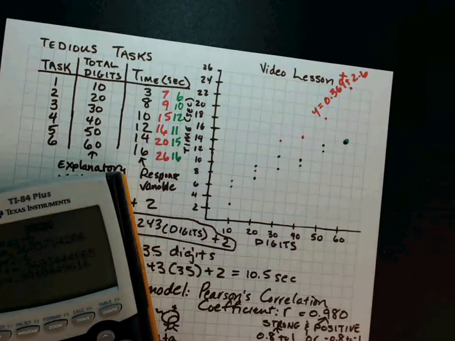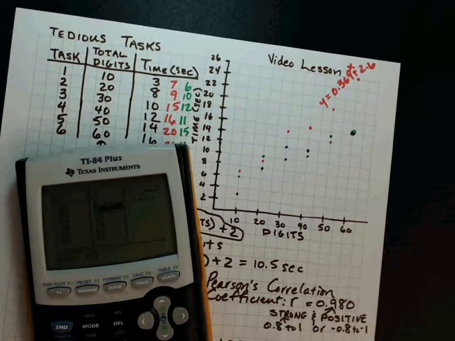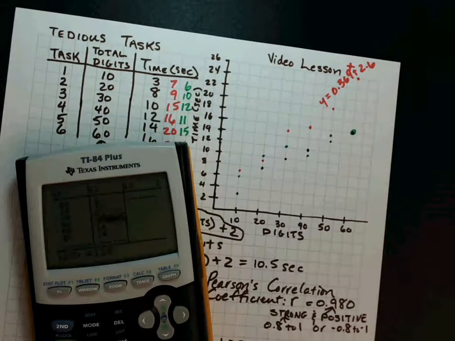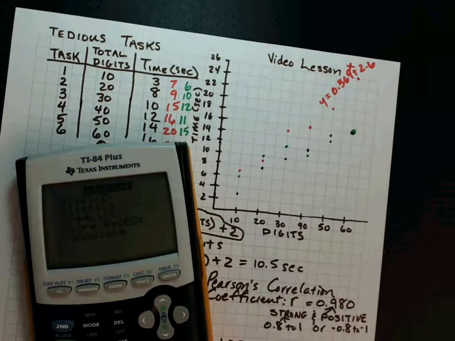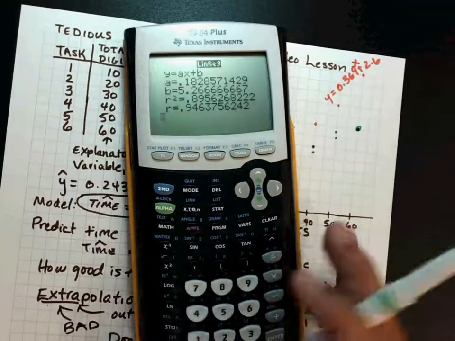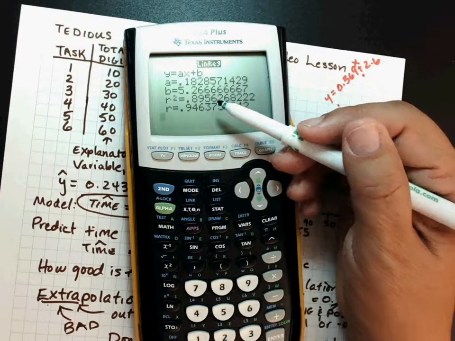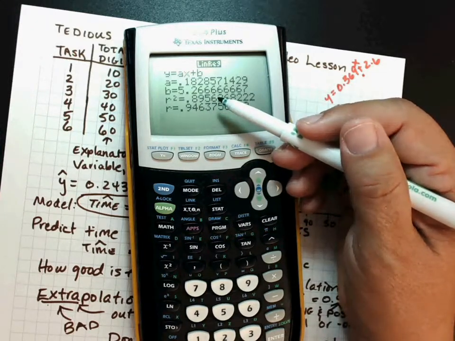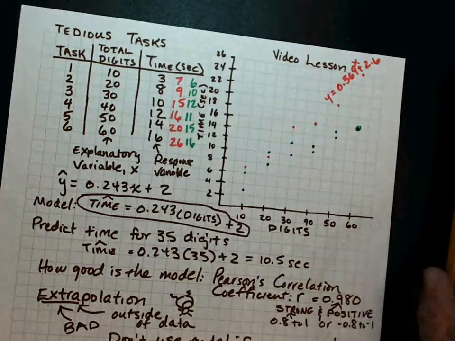All right, stat edit. So 6, 10, 12, 11, 15, and 16. So when I go stat calc, you can see my correlation actually dropped a bit. It's down to 0.943. Explained variance for this person is 89.5%. So basically 10.5% of the variance in their time is unexplained.